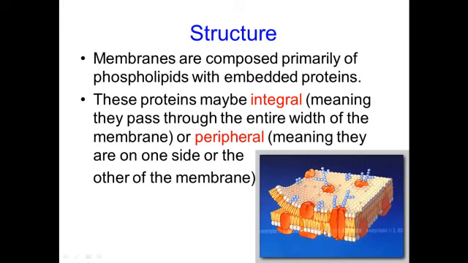There are 2 basic types of proteins. Integral proteins, meaning they go all the way through, so this is an integral protein, they go to both sides, and a peripheral protein, which is just on one side. This is another peripheral protein.